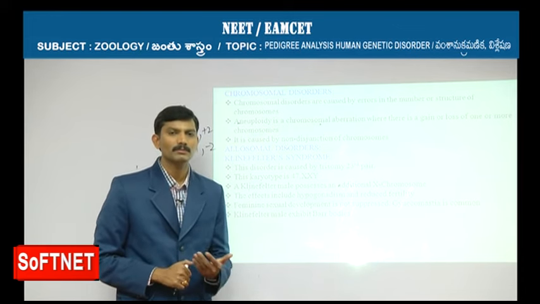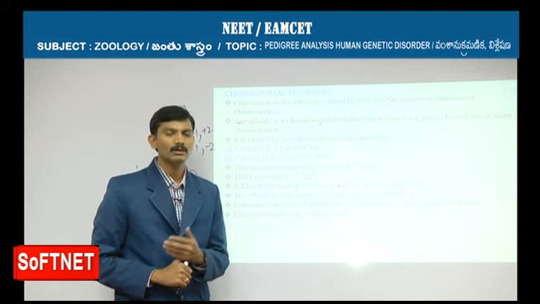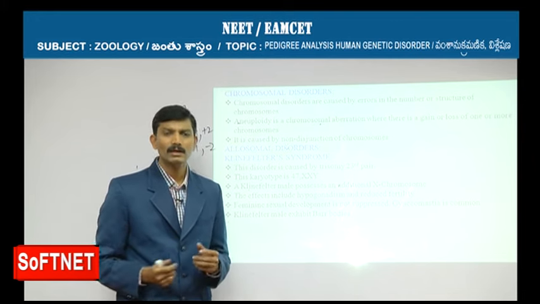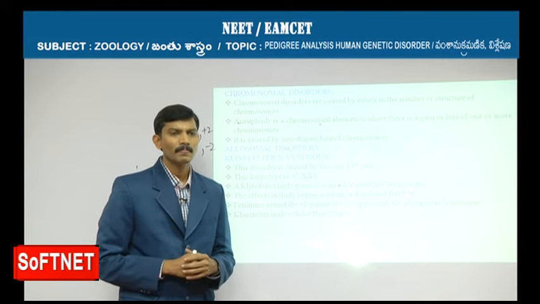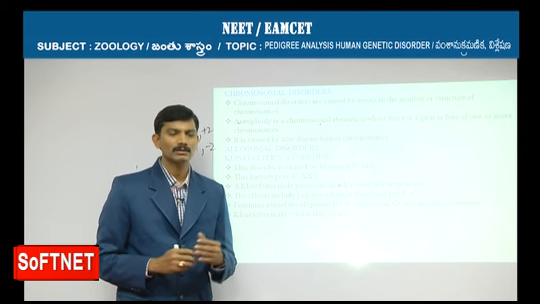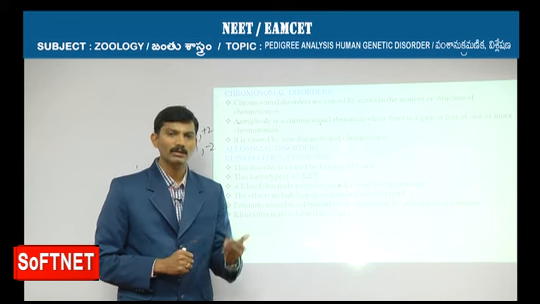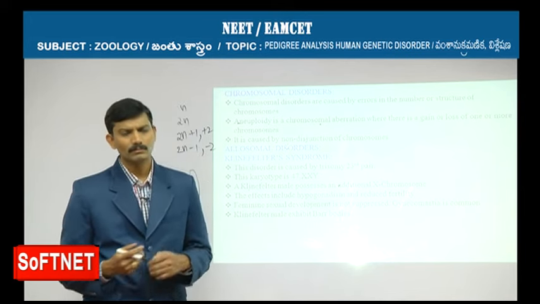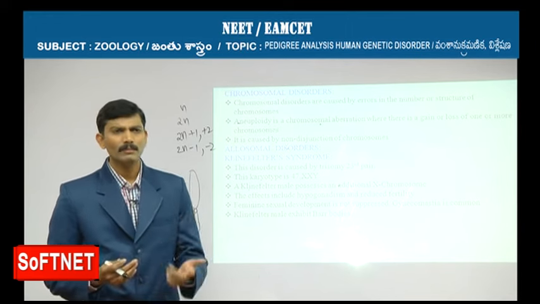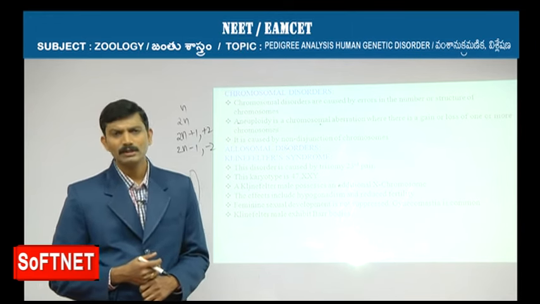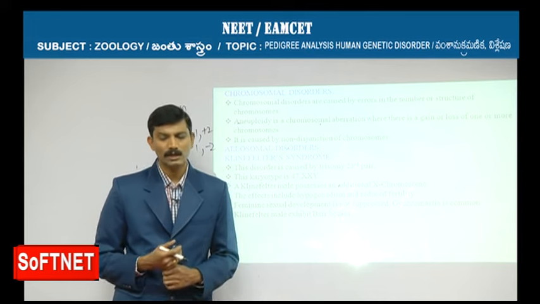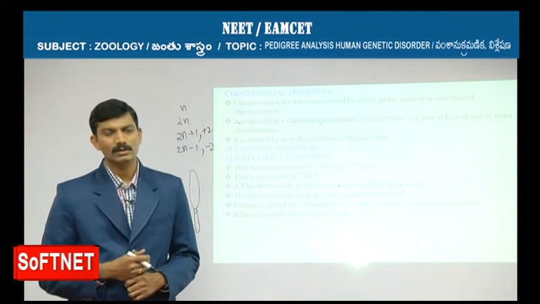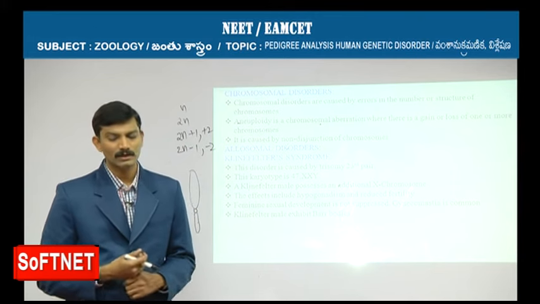If the separation does not occur properly, we call it non-disjunction. Separation we call disjunction. If they do not separate properly, we call it non-disjunction. So due to this non-disjunction, the aneuploidy condition arises, which forms an example of chromosomal disorders. Among them there are autosomal and allosomal disorders. Some of the allosomal disorders, that is, those affecting the sex chromosomes, the first one is Klinefelter syndrome.